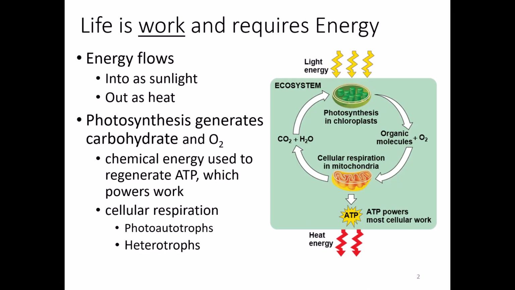So in most systems, energy flows into the system as sunlight and out of the system as heat, and photosynthesis is used to generate carbohydrates and oxygen. With that carbohydrate, that chemical energy is used to generate ATP, which powers work, and ATP can be made through cellular respiration, and both photoautotrophs like plants and heterotrophs like animals rely on the carbohydrates generated by photosynthesis.